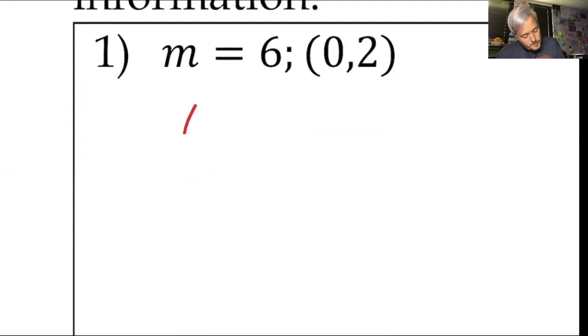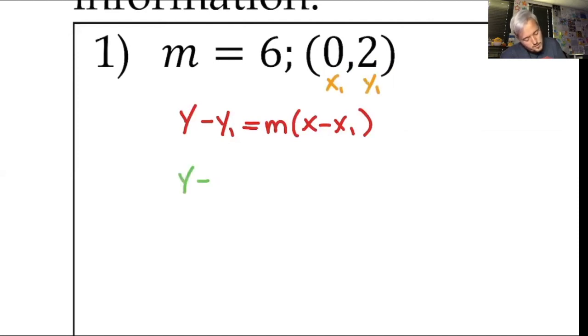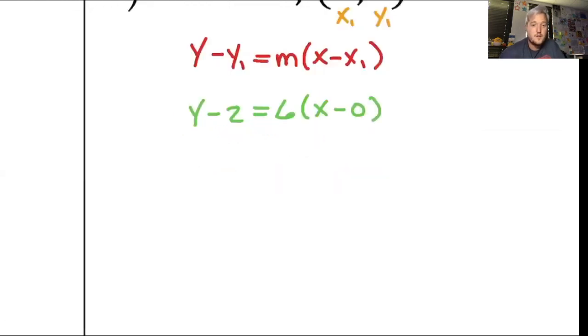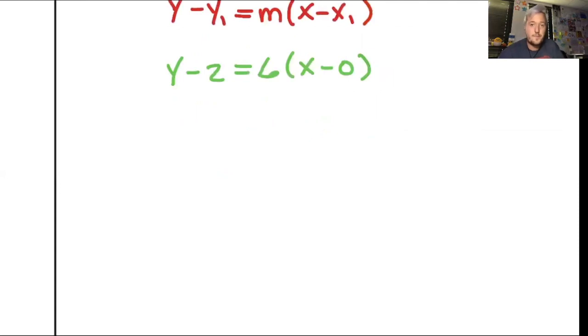So I'm going to start with y minus y1 equals m times x minus x1. All right, so I know my point here is x1, y1. So I'm going to do y minus 2 equals 6 parentheses x minus 0. So here is my point slope form. So that part is done, but now I need to convert and actually put it in slope intercept form. So I'm going to continue to simplify. So I'm actually going to rewrite it as y minus 2 equals 6 parentheses x. X minus 0 is just x.